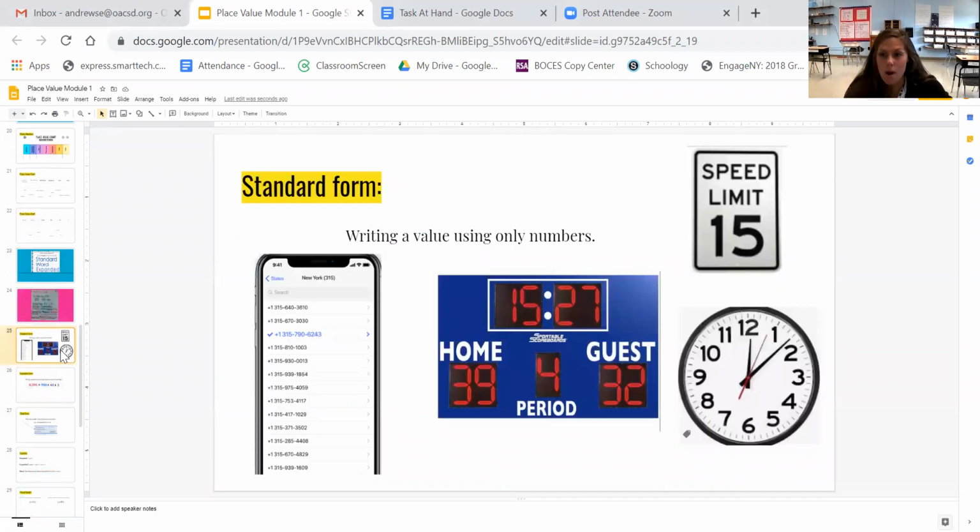So standard form, this is the way that we usually always see numbers. Like when I'm using my cell phone and I'm calling your parents to brag about you and say how awesome you are, that's how I would see the number in standard form. Right? On a scoreboard, just those typical digits that we see, the clock, a speed limit sign, that's standard form, writing a value using only numbers.